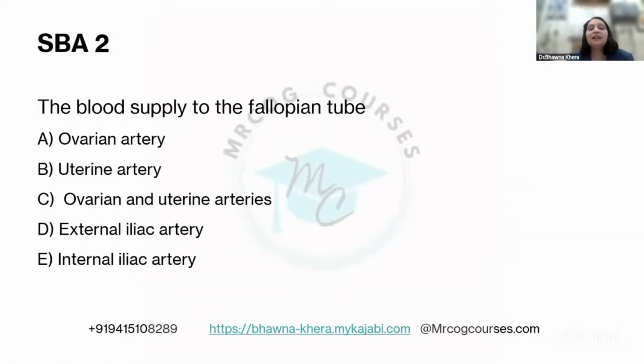The blood supply to the fallopian tube. The blood supply to the fallopian tube is by which vessels? Is it the ovarian artery, the uterine artery, the ovarian and uterine arteries, the external iliac artery, or the internal iliac artery? So which is the correct answer?